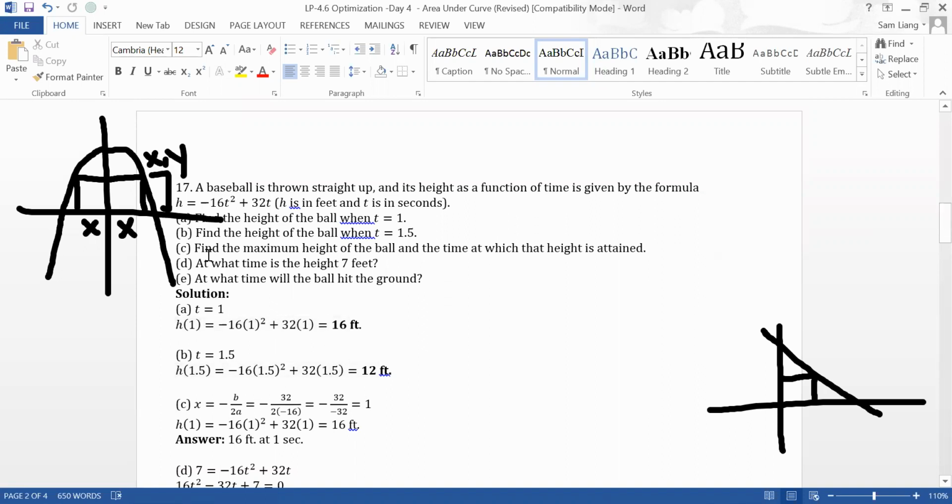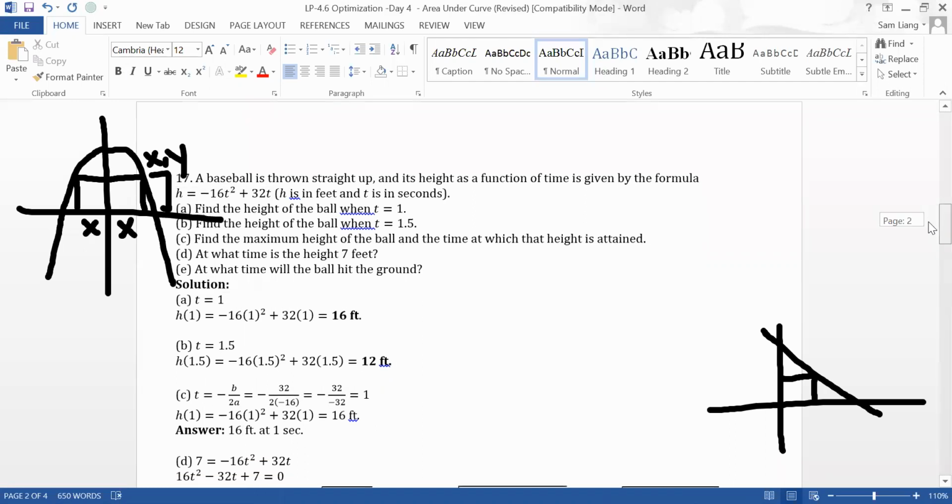Okay, for part C, we're going to find the maximum height of the ball and the time at which that height is attained. Here we can actually use negative b over 2a because this is a quadratic. So it'll be negative 32 divided by 2 times negative 16, which is negative 32 over negative 32, which is 1. All right, 1 second. I guess technically this should be t, but yeah, t equals negative b over 2a. And then we plug in 1, right? But if you notice, in part A we already solved for the height when t equals 1. It's going to be 16. Okay, so the maximum height is 16 feet, and it's attained at 1 second.